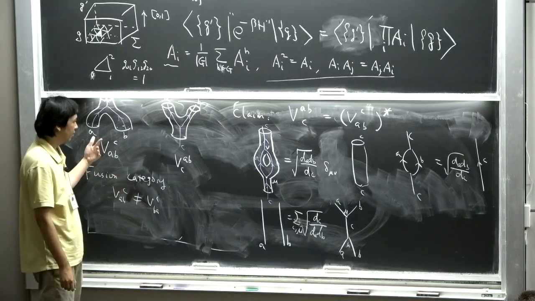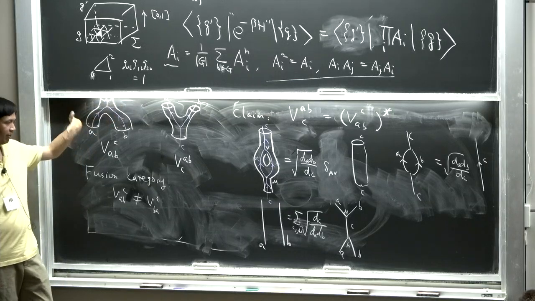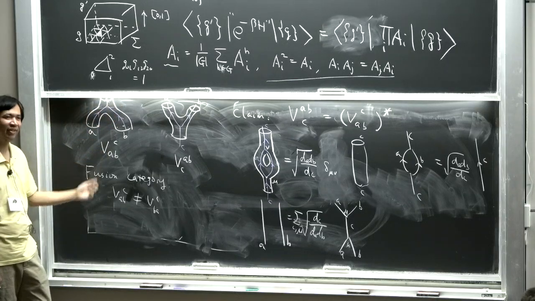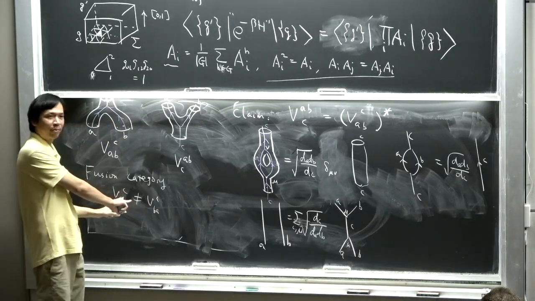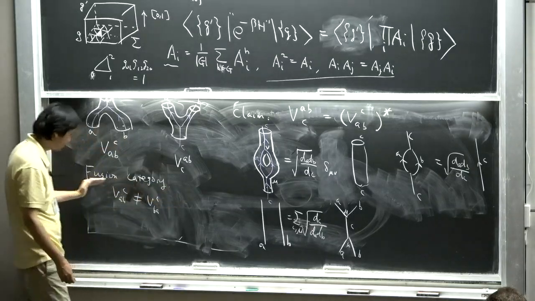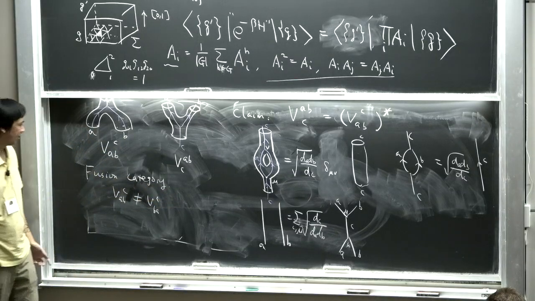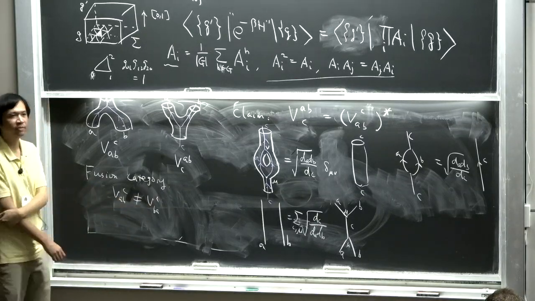However, if we think about the 3D TQFT, then there are some additional properties, which we'll discuss, that will make these two isomorphic. But everything that I've talked about so far really just defines the fusion category, which doesn't need to have a commutative fusion rule.